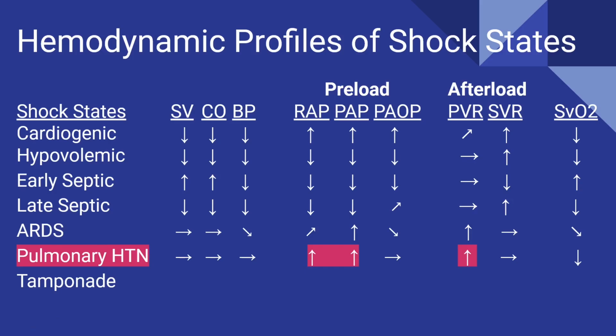So this isn't always a shock state, pulmonary hypertension, but at least it shows you what happens with these preload values. So you may get a question of a patient in pulmonary hypertension on Remodulin, and you start to see the preload pressures of the right side of the heart rise and the SVO2 go down.